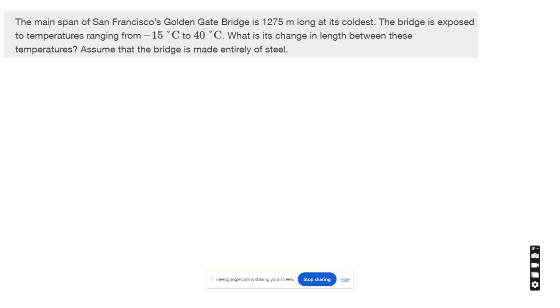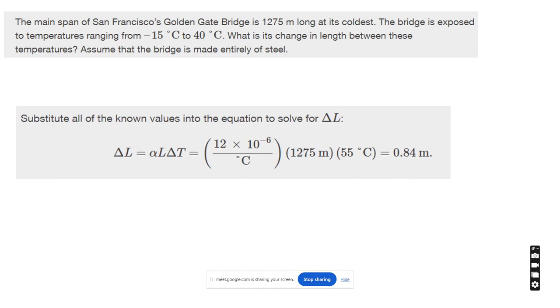We know the formula already, so we have to think about only the expansion part. Delta L will be alpha L delta T, where alpha is the coefficient of expansion. We can take 12 into 10 to the power minus 6 for steel. I didn't give it in the question, but that's the value for it. Then the length of the bridge L and the temperature difference are given. Yes, now you can calculate it. Try yourself and check whether you are getting the same answer or not.